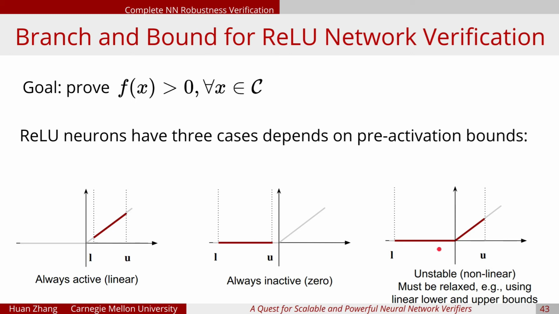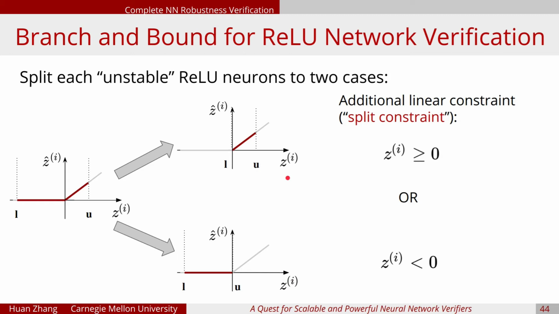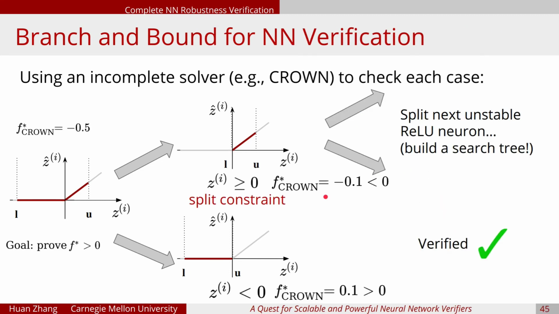But in this case, using the branch and bound framework, we can split the unstable ReLU neurons into 2 cases, where we have a linear case or we have an always-0 case. The 2 cases can be handled by adding a split constraint to the verification problem. The split constraint is very easy. It basically says a neuron is greater than 0 or a neuron is less than 0. After adding the split constraint, we can use some incomplete solver, for example CROWN, to solve the incomplete verification problem. If we can show that the objective is greater than 0 for a sub-problem after adding a split constraint, we can verify this sub-problem. For the case where the sub-problem still cannot be verified, where the objective is less than 0, we can further split the next unstable ReLU domain and build a search tree here.